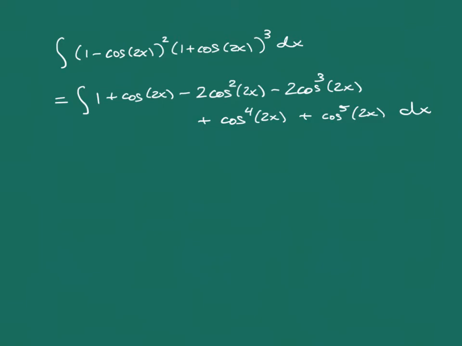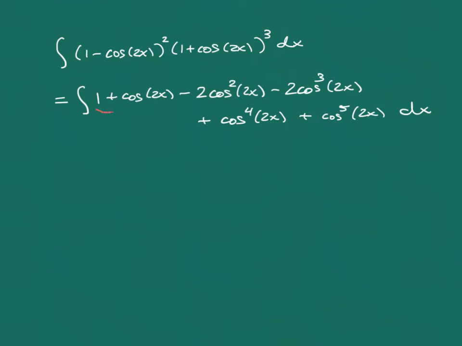In expanding this out, we end up with essentially a polynomial in cosine of 2x. We've got 1 plus cosine of 2x, cosine squared of 2x, cosine cubed of 2x, cosine to the fourth of 2x, and cosine to the fifth of 2x. For each one of these terms, we can develop a strategy and solve this problem recursively.